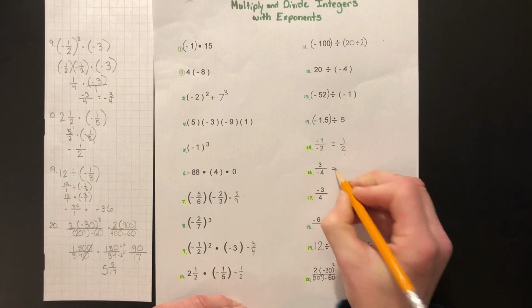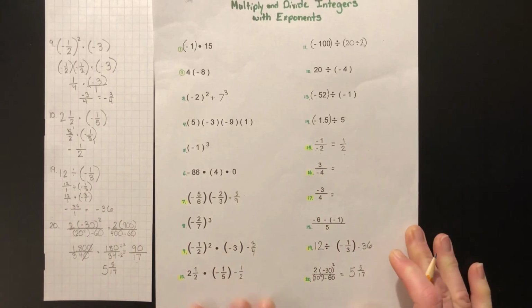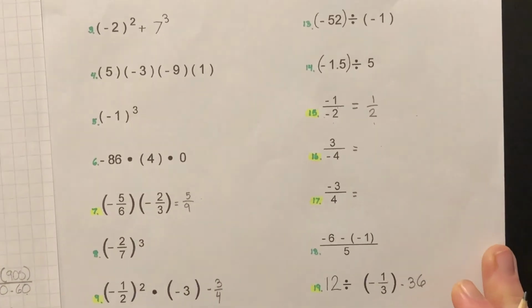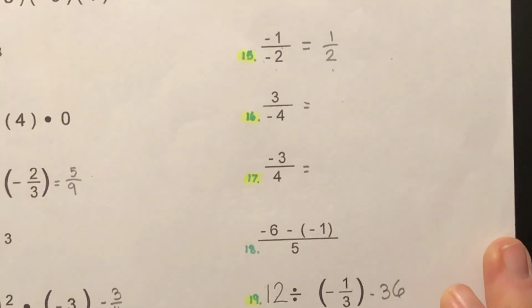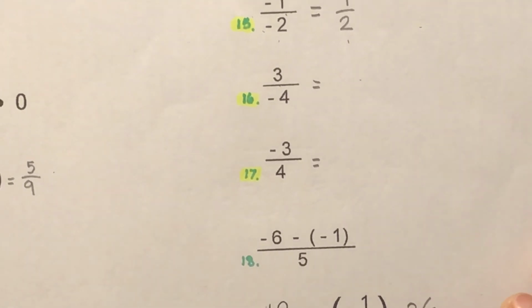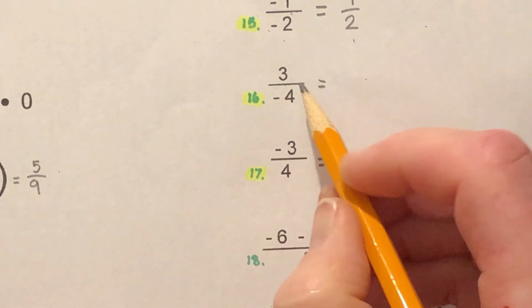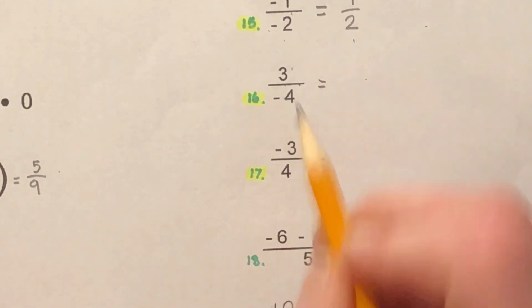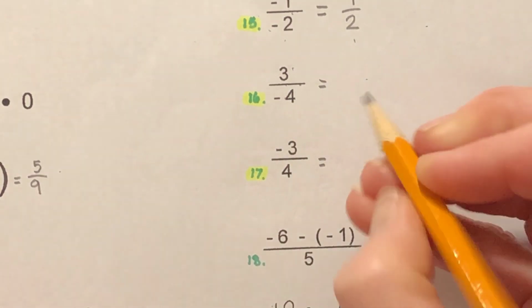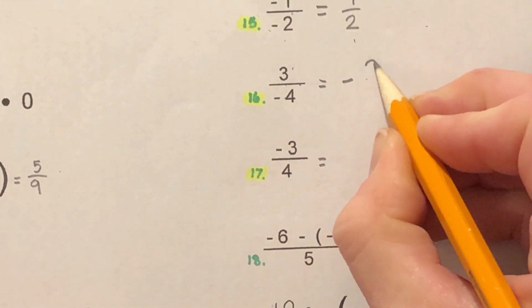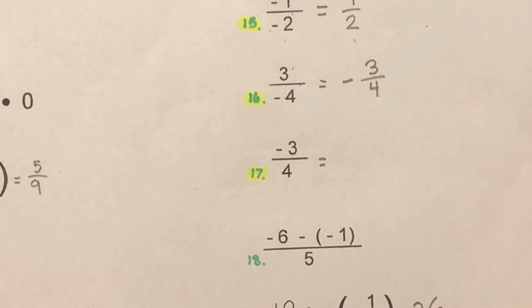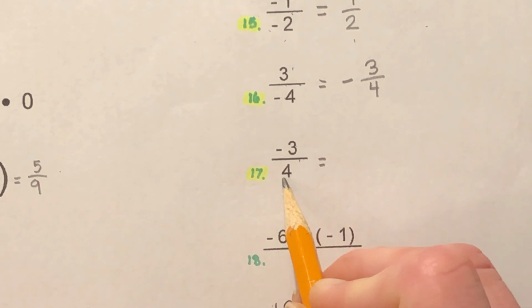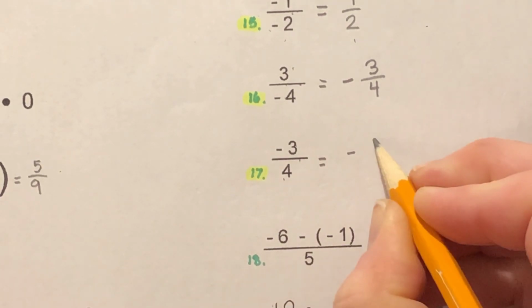16 and 17, I can do together because they're pretty much the same. You've got 3 divided by -4. Well, that means you've got a -3/4. You've got -3 divided by 4. Well, that also means you have a -3/4.